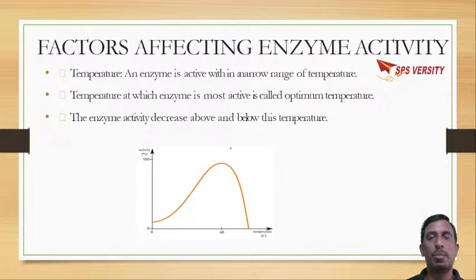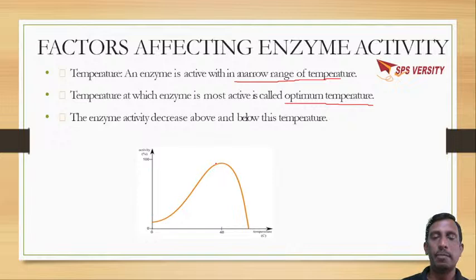As enzymes are made up of proteins, proteins are affected by temperature changes. So enzymes are active within a narrow range of temperatures. The optimum temperature means where enzyme activity is at a peak. Here if you look at this, the enzyme functioning is at a peak at 40 degrees, it is called the optimum temperature.